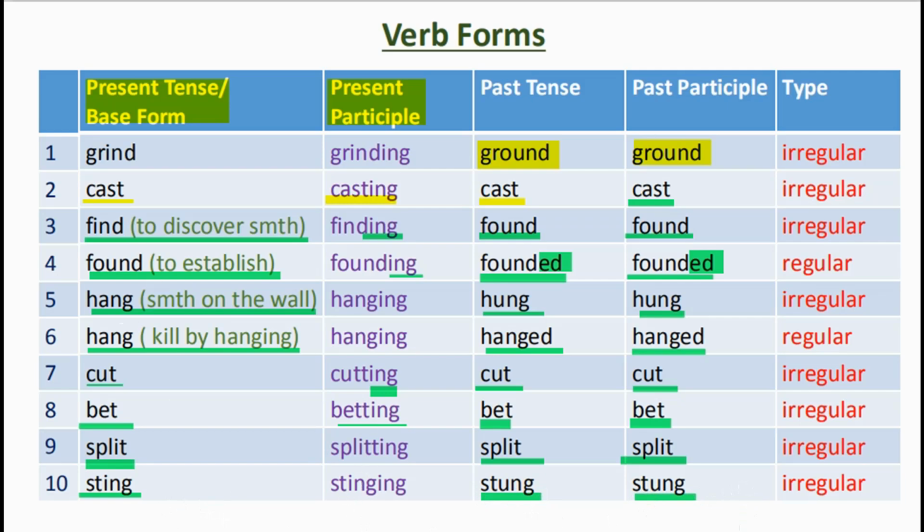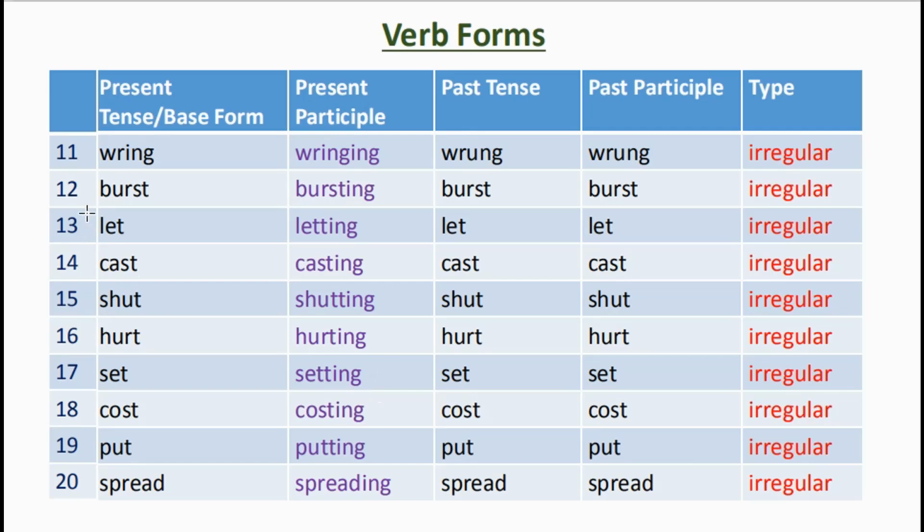Let's move to the next screen where we have number 11. We have ring, W-R-I-N-G. You know, the ing form, which is the present participle, is ringing, but the past tense is rung, W-R-U-N-G. And the past participle too is also rung. Ring, rung, rung. In number 12, we have burst. The past tense of burst is also burst, and the past participle is also burst.